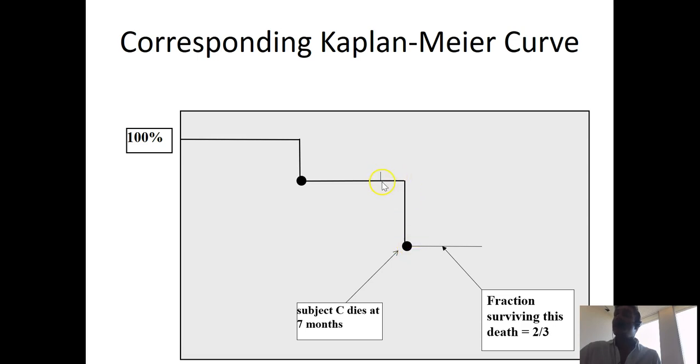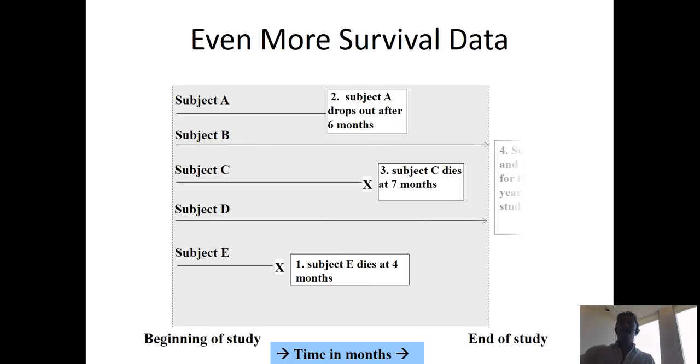If they don't die and they leave, we make a mark of it. But how far we come down depends upon the true denominator. The true denominator here was 3 people, not 4, because subject A left. Okay, and these 2 lived a long and storied life.